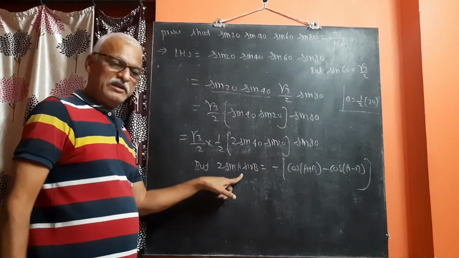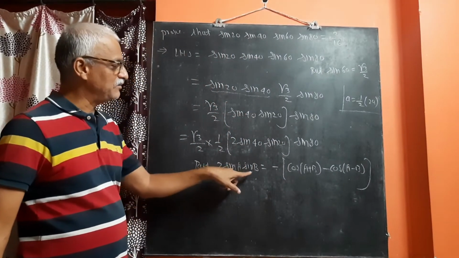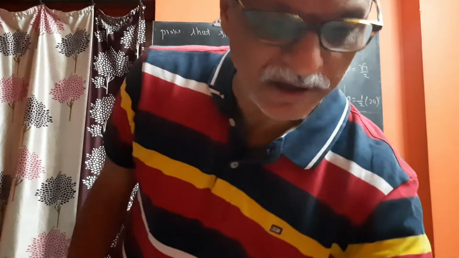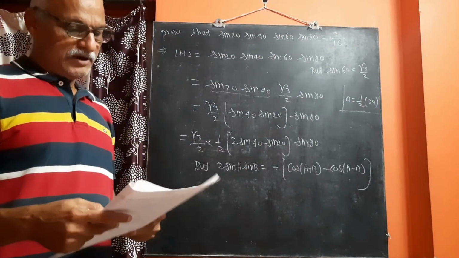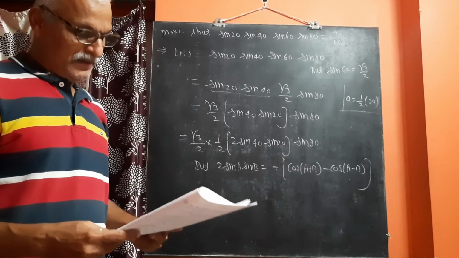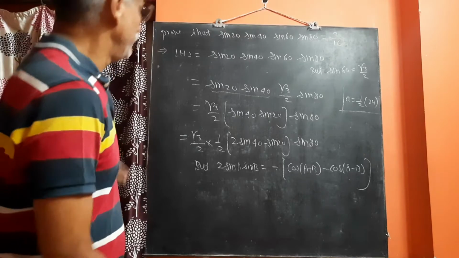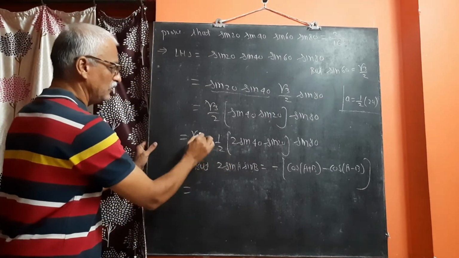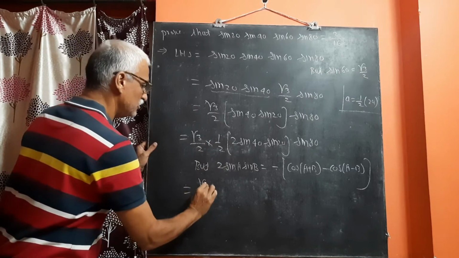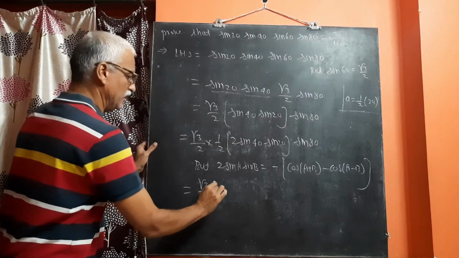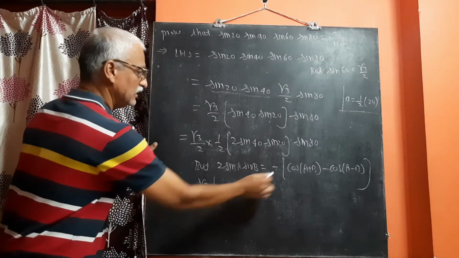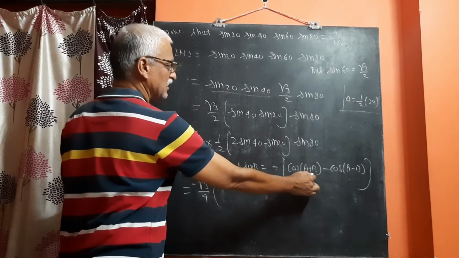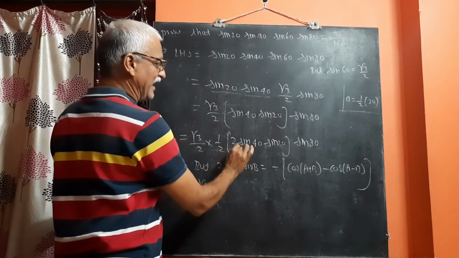The product-to-sum formula of 2 sin A sin B is negative cos of A plus B minus cos of A minus B. Apply that formula here, and this equals root 3 by 2 into 1 by 2, that is root 3 by 4, into minus cos of A plus B.